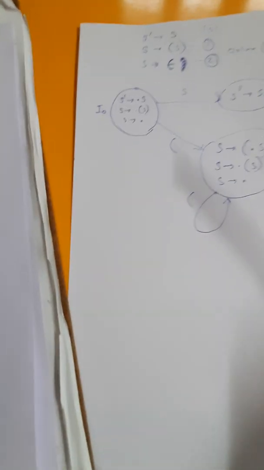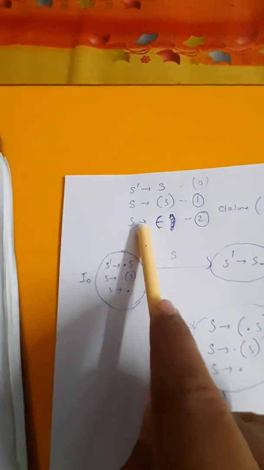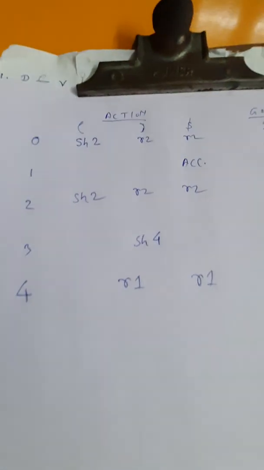Now for rule 2, S produces dot, where is it? S produces dot is at 0 and at 2, in these two. So for row 0, again in those 2 columns we will add R2, and for 2 also the same thing. Why these 2 columns? Because the left hand side of the rule is S, and the follow set of S is these two, closing brace and dollar.